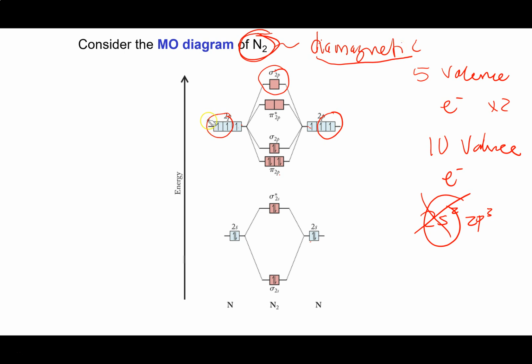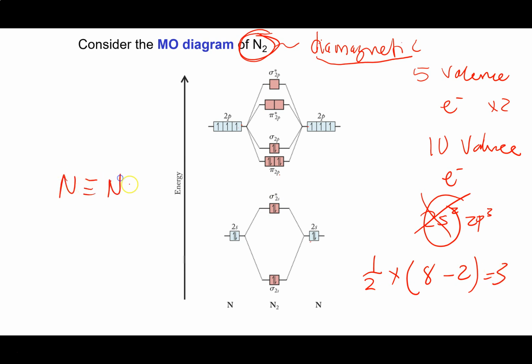Molecular orbital theory is doing a great job. What would be the bond order here? 1/2 times bonding electrons. So we've got 2, 4, 6, 8, minus anti-bonding electrons, 1, 2. 1/2 times 6. It's going to be third order. And what do we know? There's a triple bond in nitrogen. So everything seems to be working, and we're also able to explain the magnetic properties.